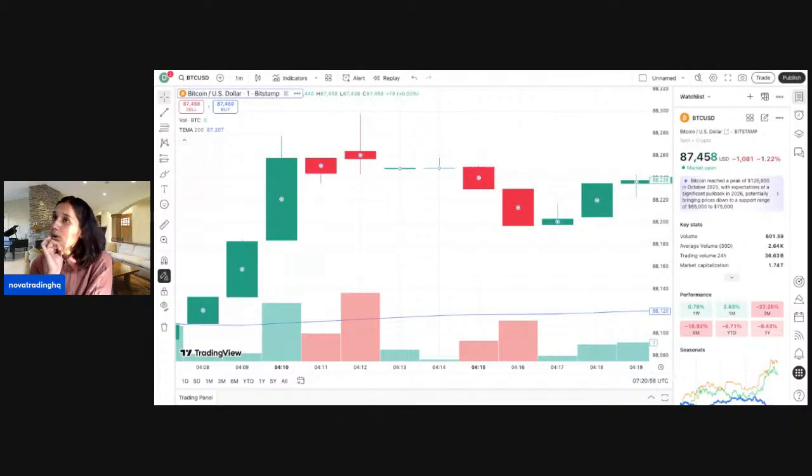Because the buyers stopped bidding, and the sellers gained confidence after the multiple failed pushes, right? That is why there is a probability that a pullback phase will come in. That's the thing we need to take note of, right?